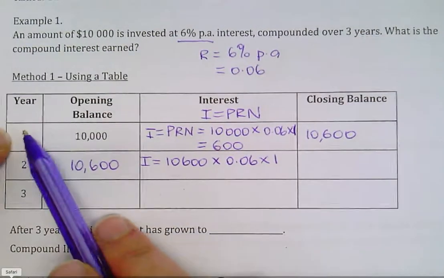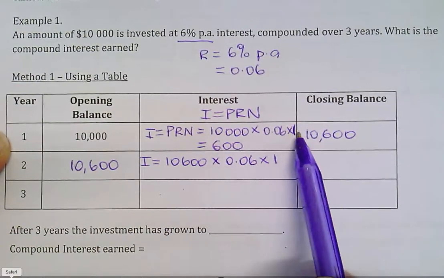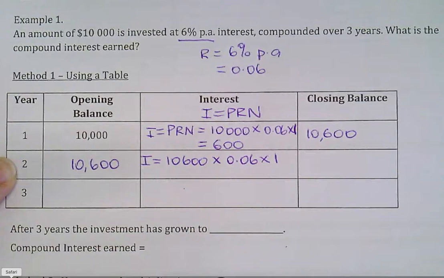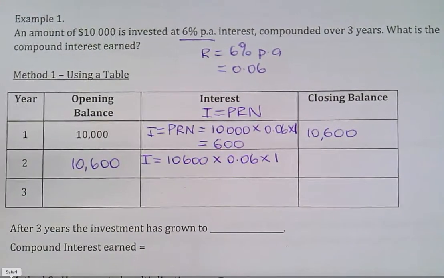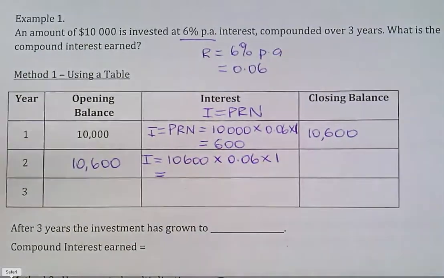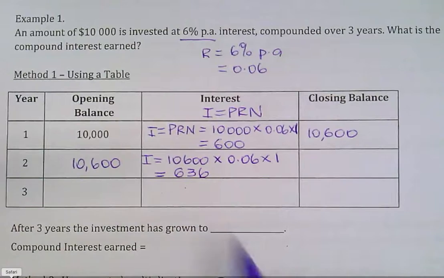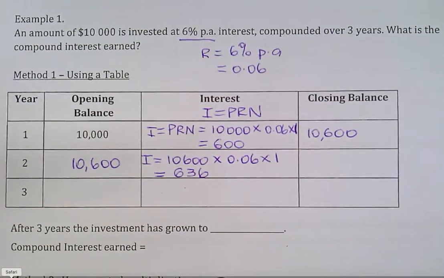Okay, girls, in year 1, I equals PRN, 6% of 10,000 times 1 year. The second year, I'm just working out how much interest I get in that second year. It's still only 1 year I'm talking about. Okay, what do we get? $636.